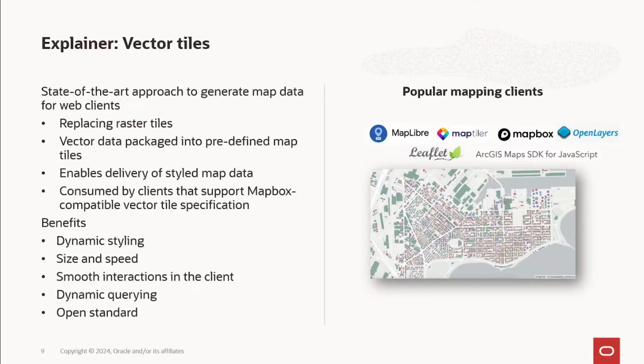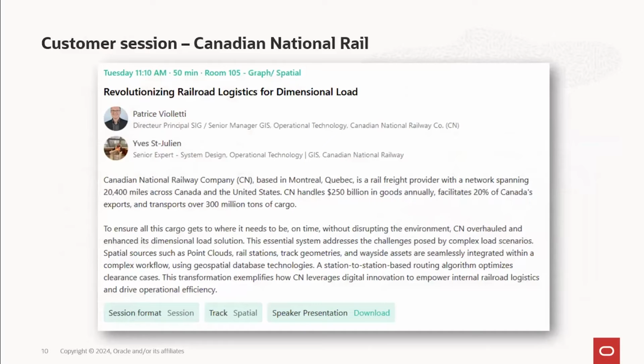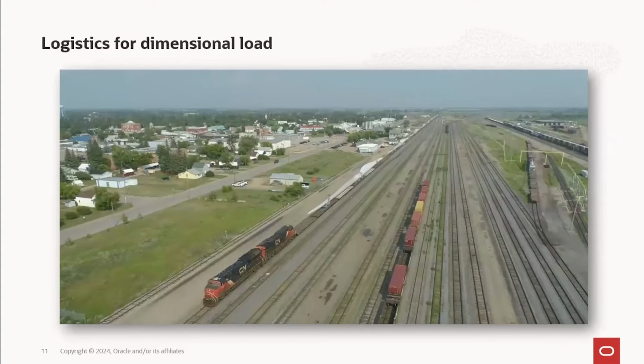Right. I think we've been taking a lot more time on this topic than I thought we would, so I think we should move on to the next session in the spatial track, which was a customer session, in this case, Canadian National Rail, CN. So again, from the transportation domain, Jane, can you tell us a little bit about what Patrice and Yves talked about? Sure. So first, Canadian Rail, they manage about 32,000 kilometers of rail, and they focused on cargo and freight.